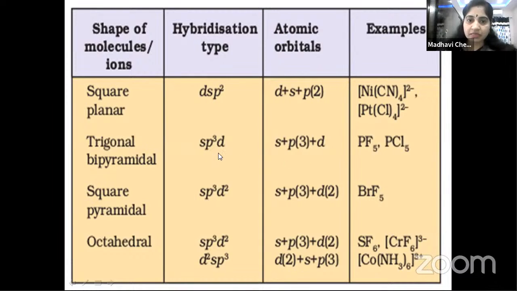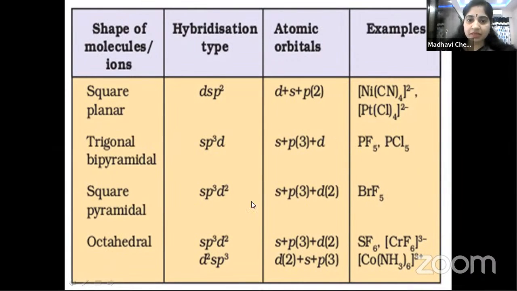Next one is sp3d hybridization. When one s orbital, three p orbitals and one d orbital overlap, they give sp3d hybridization. In that case, the structure is trigonal bipyramidal. Examples we have already seen: PCl5 and PF5 are the examples.